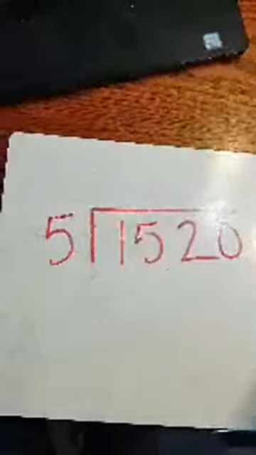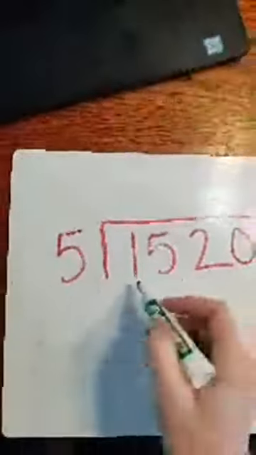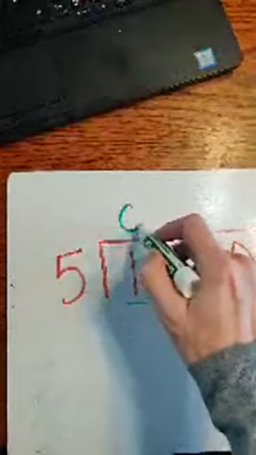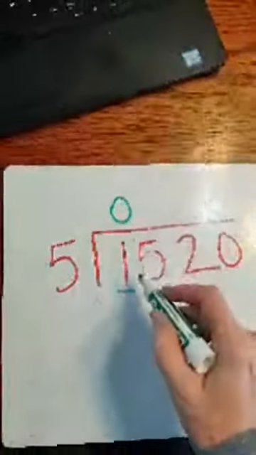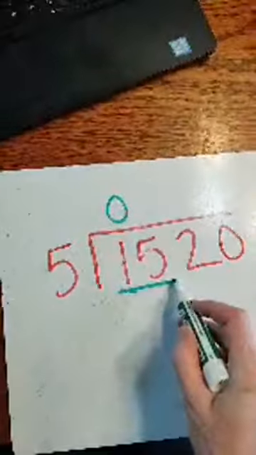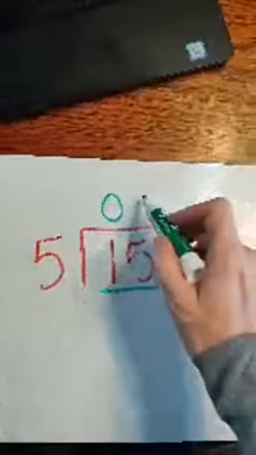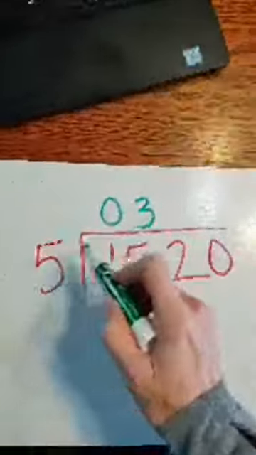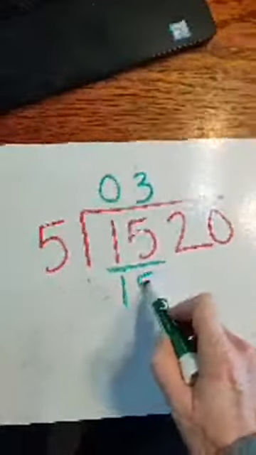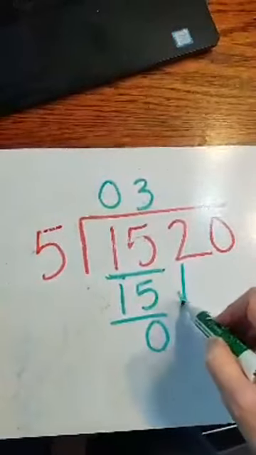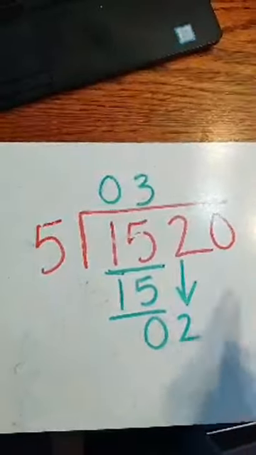1,520 divided by 5. All right, so I start with my first number. Will 5 go into 1? No, so I put a 0 there. Okay, so I pull in another number. Will 5 go into 15? Yes, it goes 3 times. 3 times 5? 15. Subtract, I get 0. I'm not done. I still have numbers left, so I bring one down.